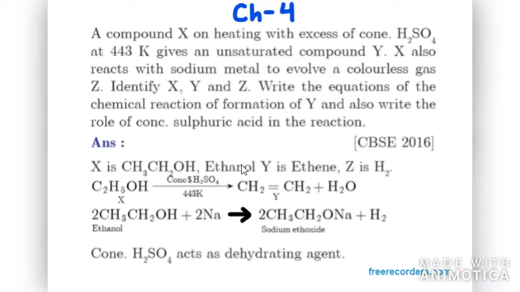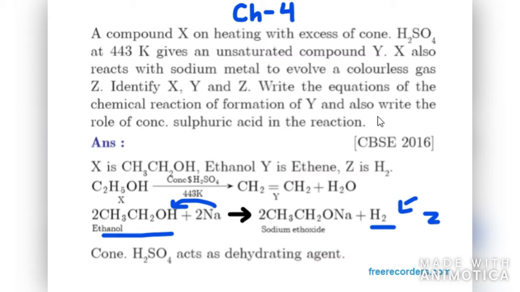Now X also reacts with sodium metal, that means ethanol reacts with sodium metal. As you can see on your screen, ethanol when it reacts with sodium gives sodium ethoxide, because this H will be replaced by sodium, and hydrogen gas is evolved, that is your Z. Z is the colorless gas, that is hydrogen gas, Y is ethene and X is ethanol.